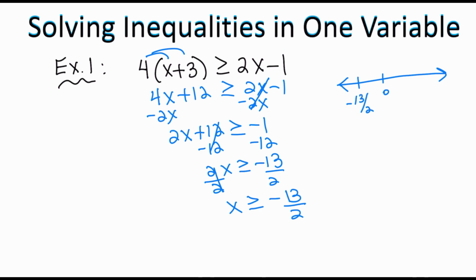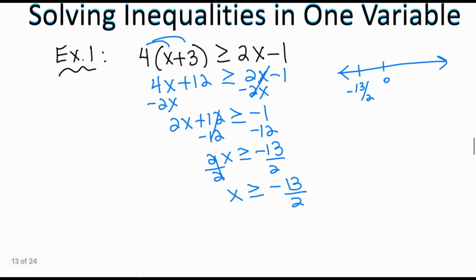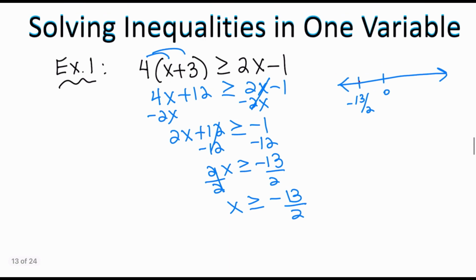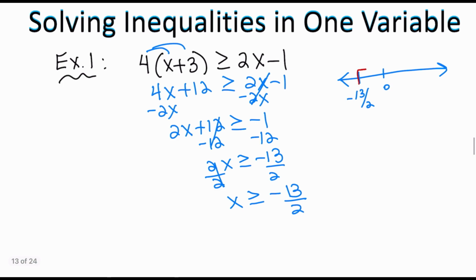This means that I'm going to have a closed circle, if you are dealing with open circles and closed circles, and then you're going to shade everything to the right. Or for those of you who are using interval notation, this would mean that I would use a bracket and then I would shade everything to the right. So it all depends on how your teacher wants you to write your answer.